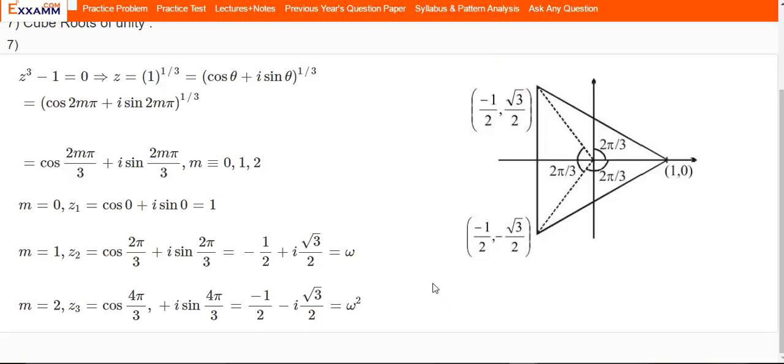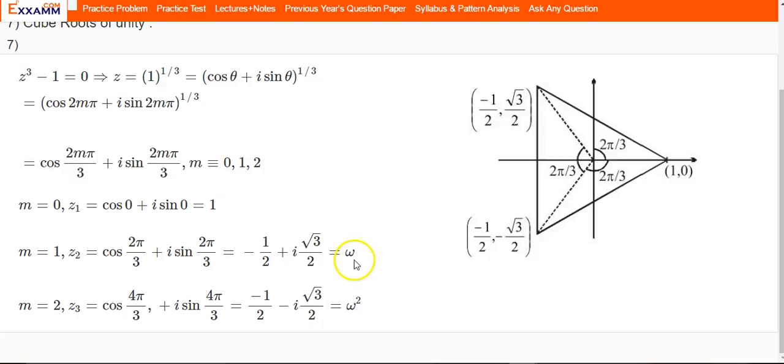Now there are some important things I want you to remember with regards to cube roots of unity. One, that the modulus of all of them is equal to 1. Obviously the modulus of 1 is 1, the modulus of omega is 1, the modulus of omega square is also equal to 1. You can also check it, and it has to be obvious because they are represented by cos 2mπ by 3 plus i sin 2mπ by 3 for different values of m, and for all values of m the modulus of this particular thing is equal to 1.